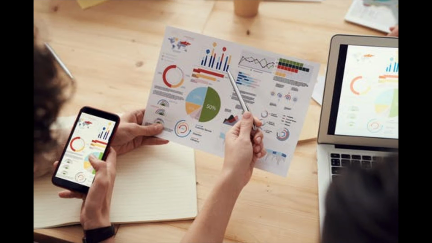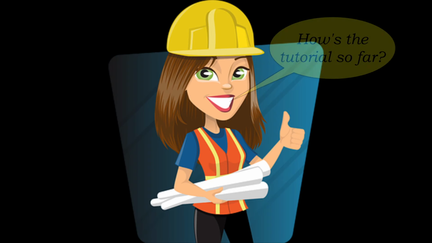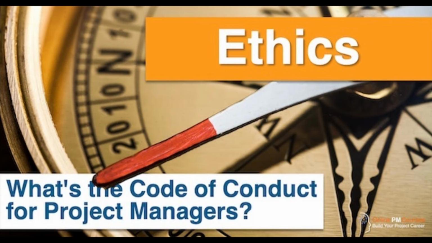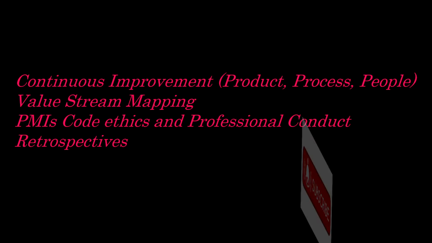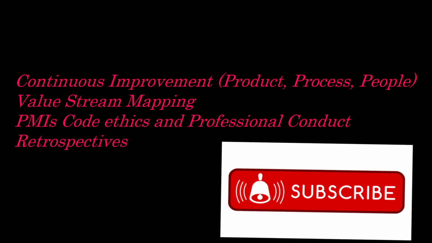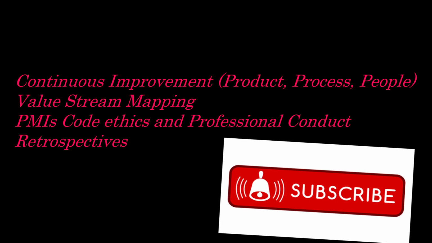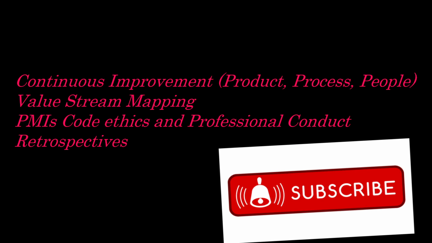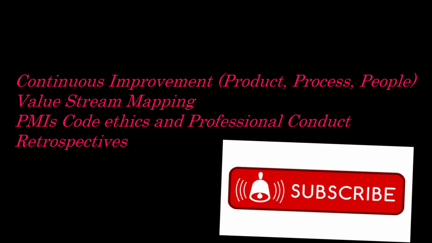Towards the end of this course, you will learn and understand how the Agile team focuses on continuous improvement on the product processes. You will also learn the PMI Code of Ethics and professional conduct expected from you as an Agile practitioner. The rundown on some of the topics it will teach will be continuous improvement with the product, process, and people, value stream mapping, PMI Code of Ethics and professional conduct, retrospective.